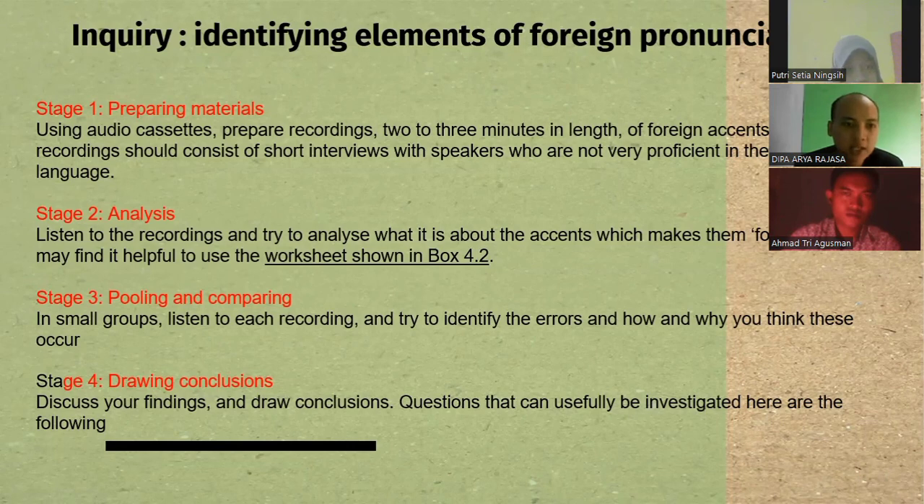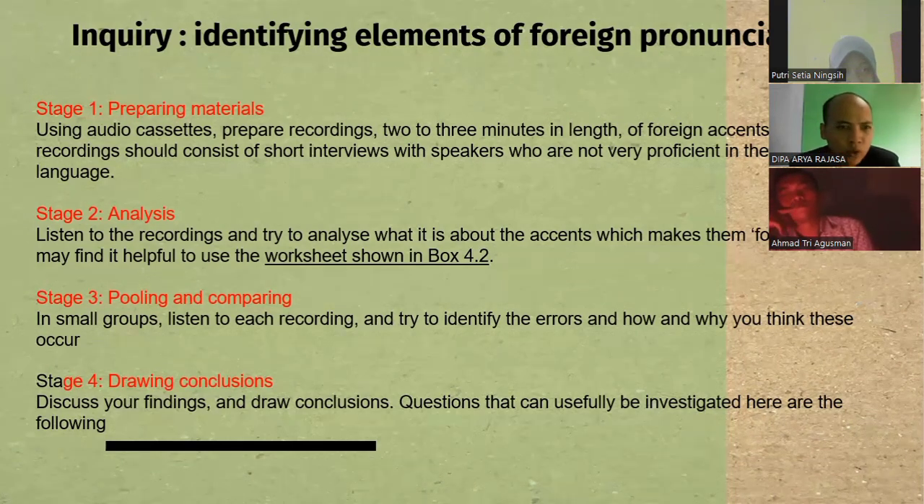The next stage is analysis. Listen to the recordings and try to analyze what it is about the accents which makes them foreign. You may find it helpful to use the worksheet shown in box 4.2.